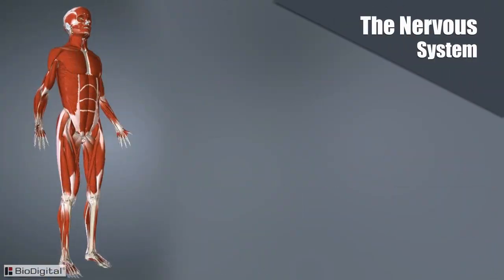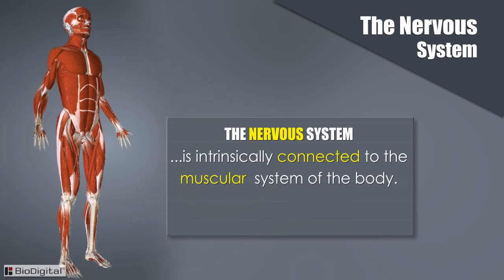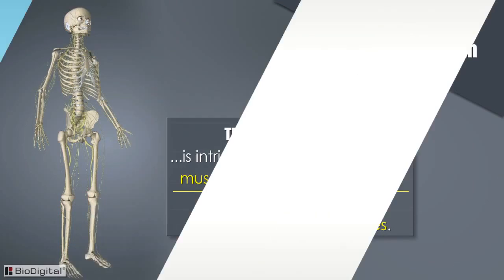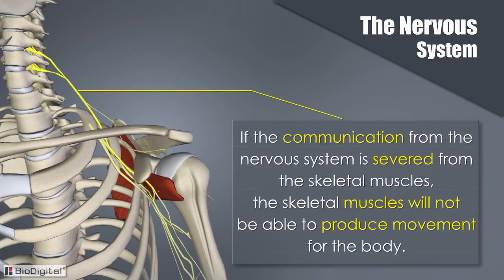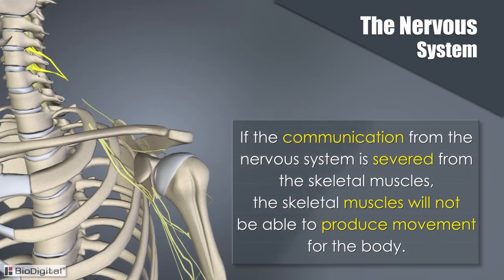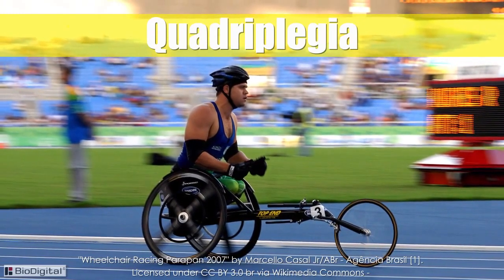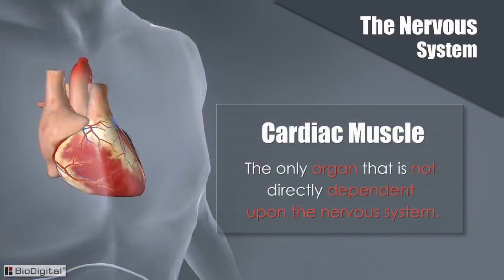While not technically part of the same system, the nervous system is intrinsically connected to the muscular system of the body. It is essential to the voluntary skeletal muscles. If the communication from the nervous system is severed, the skeletal muscles will not be able to produce movement for the body. The body is now in a state of paralysis. This is known as quadriplegia. The only organ that is not directly dependent upon the nervous system is the cardiac or heart muscle.